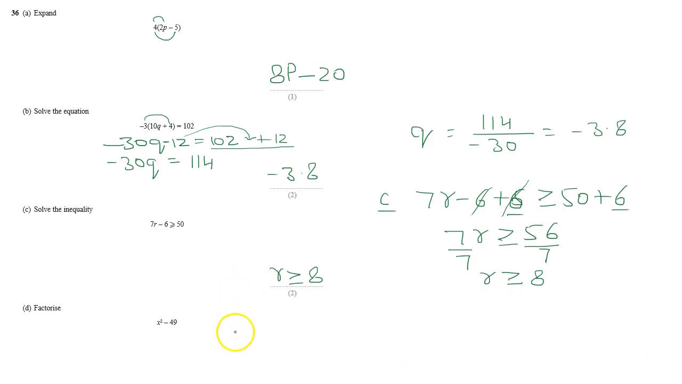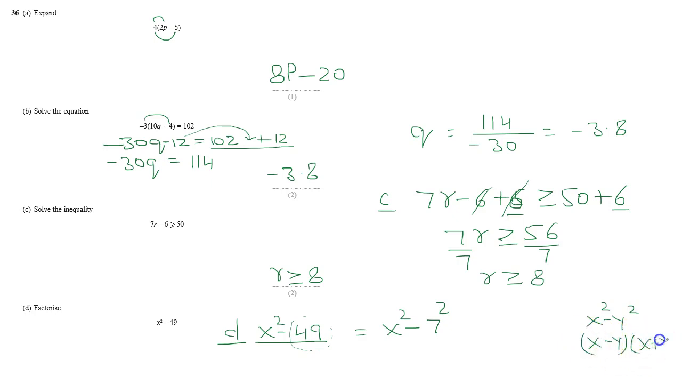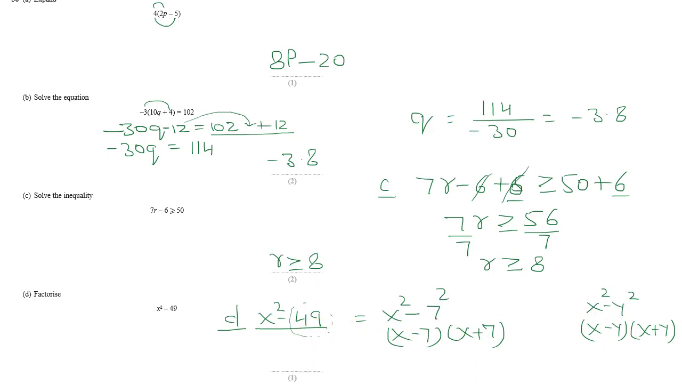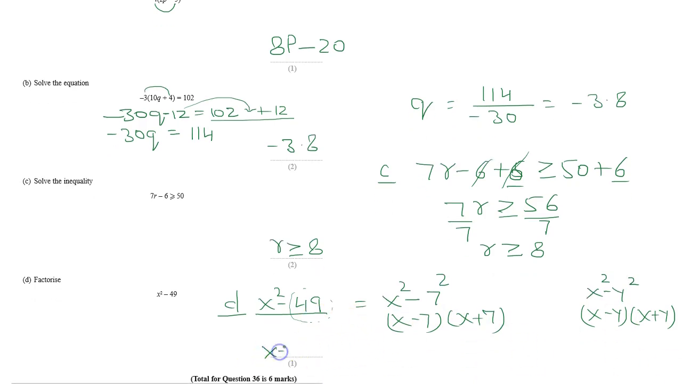Factorize x square minus 49, part D. Whenever you get that question, try to find the number whose square is this. So we know that 49 can be written as 7 square. We are going to use the formula x square minus y square is equal to x minus y and x plus y. So it will be x minus 7 and x plus 7. So the answer will be x minus 7 and x plus 7.